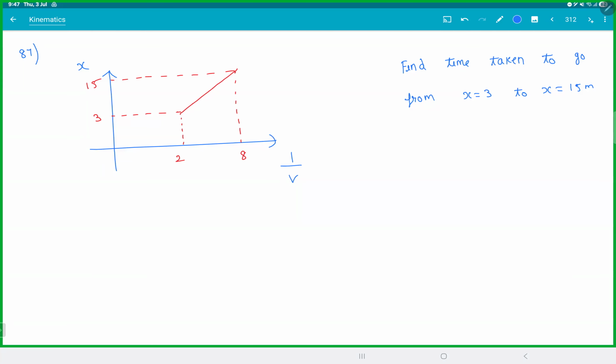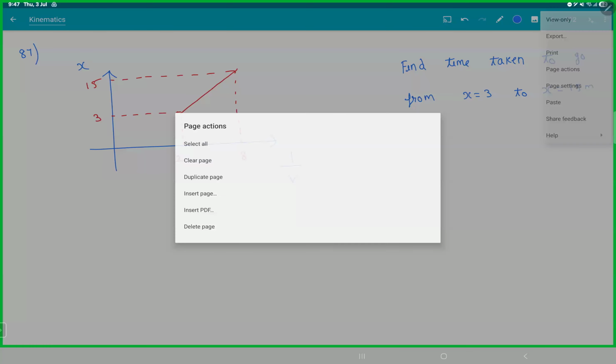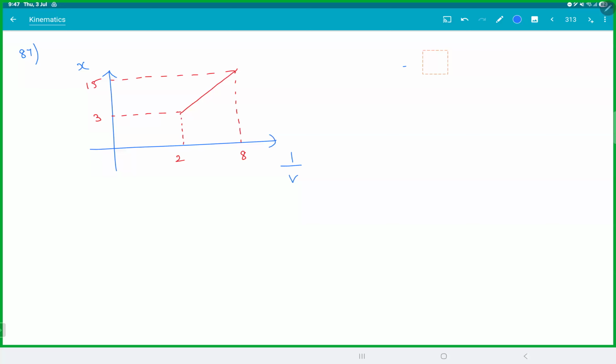How do we approach this? First, let's see brute force. This is an equation which is looking like a straight line. So this angle is theta. This will be 15 minus 3, 12, 8 minus 2, 6. Tan theta is equal to 2. This looks like a straight line, y is equal to mx plus c. Y का place में you have x. M का place में we have slope. X का place में we have 1 by v. And plus constant, we need to find that.